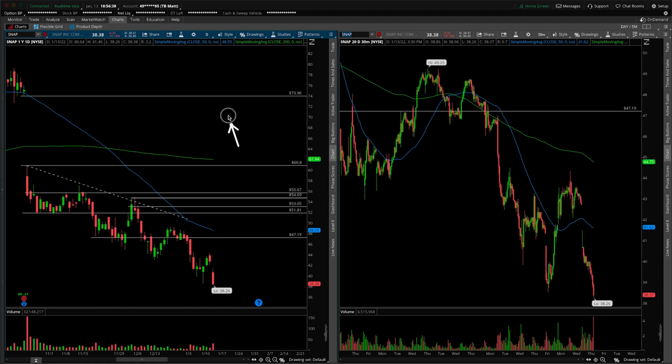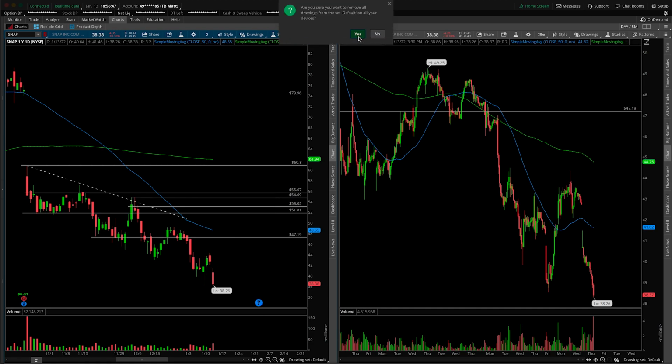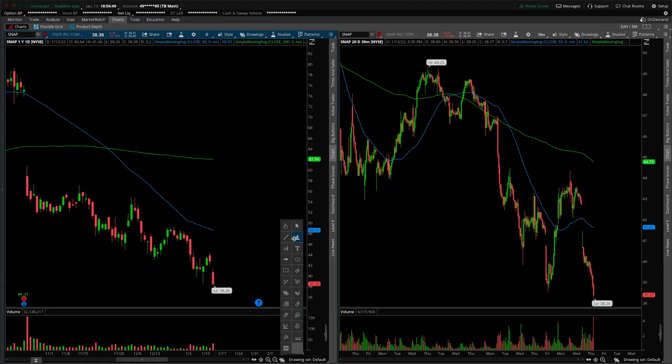On the left-hand side, we have the daily time frame, and on the right-hand side, the 30-minute intraday time frame. First things first, this will, of course, be an update. You can see some of our older levels in the past are no longer really in play. Let's clear the drawing set and start from scratch with a brand new daily roadmap here.